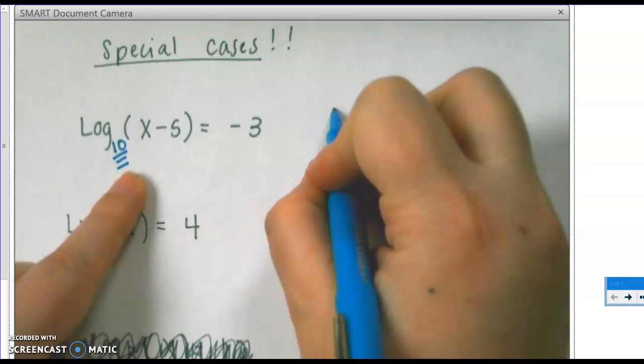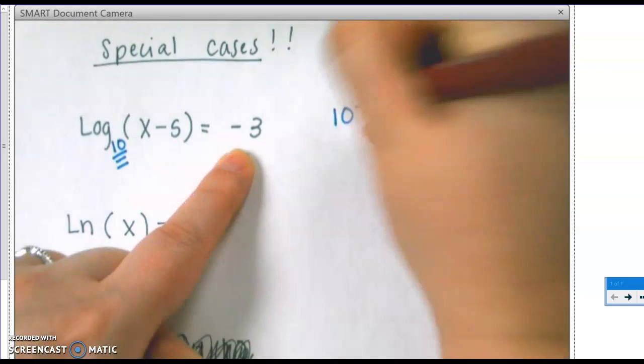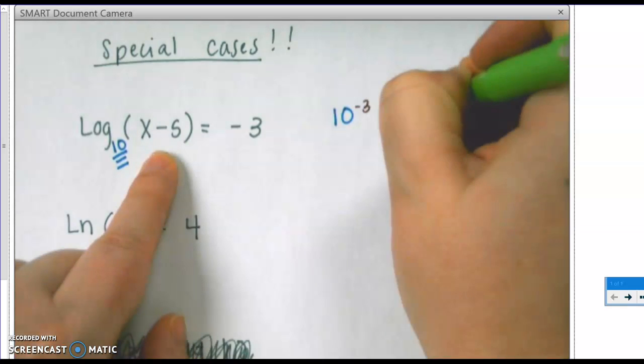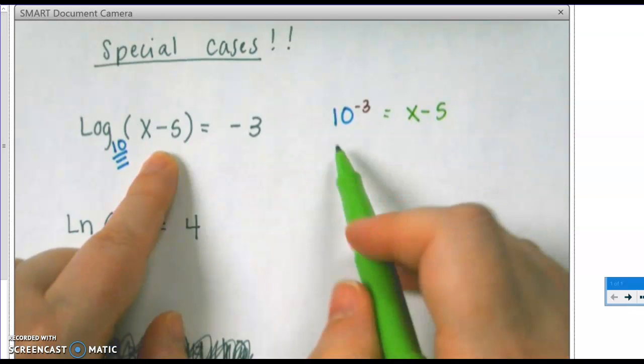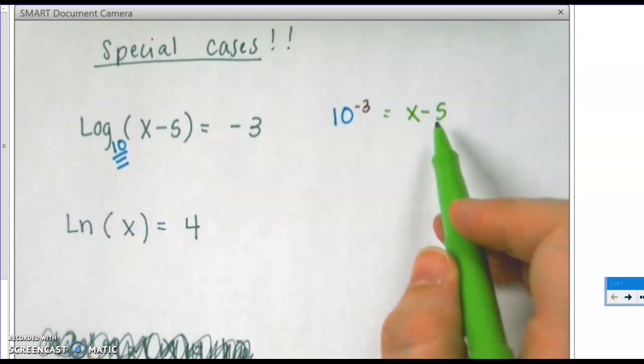So to rewrite this and solve it, it'd be 10 to the negative 3 power equals x minus 5. And so we would just do 10 to the negative 3rd power, and then we would have to add 5 to finish getting x by itself.